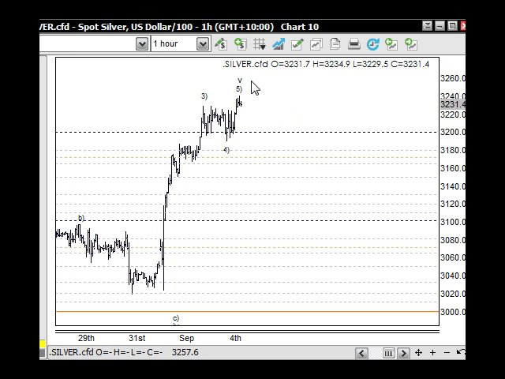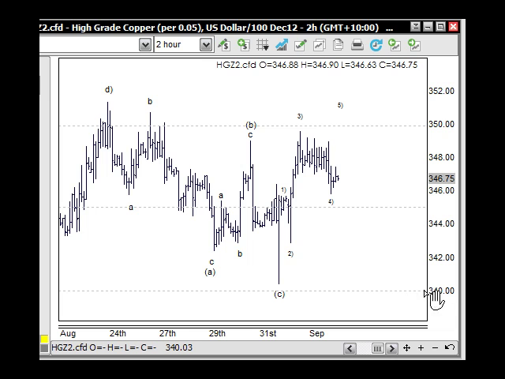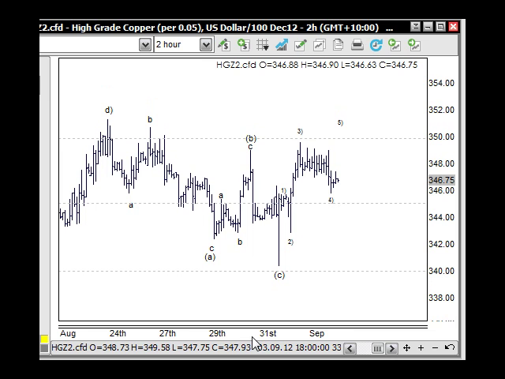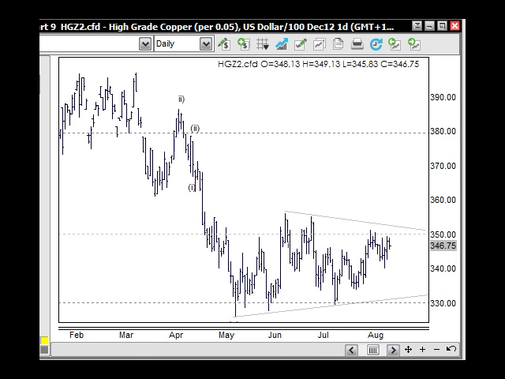Will this be the top? Well, that's something that we need to look at when we get there. We need to see what structure unfolds next for that. And the copper market as well. The copper market is, there's degrees of structure, of course, but you know where we are in the triangle picture that we're looking at here.